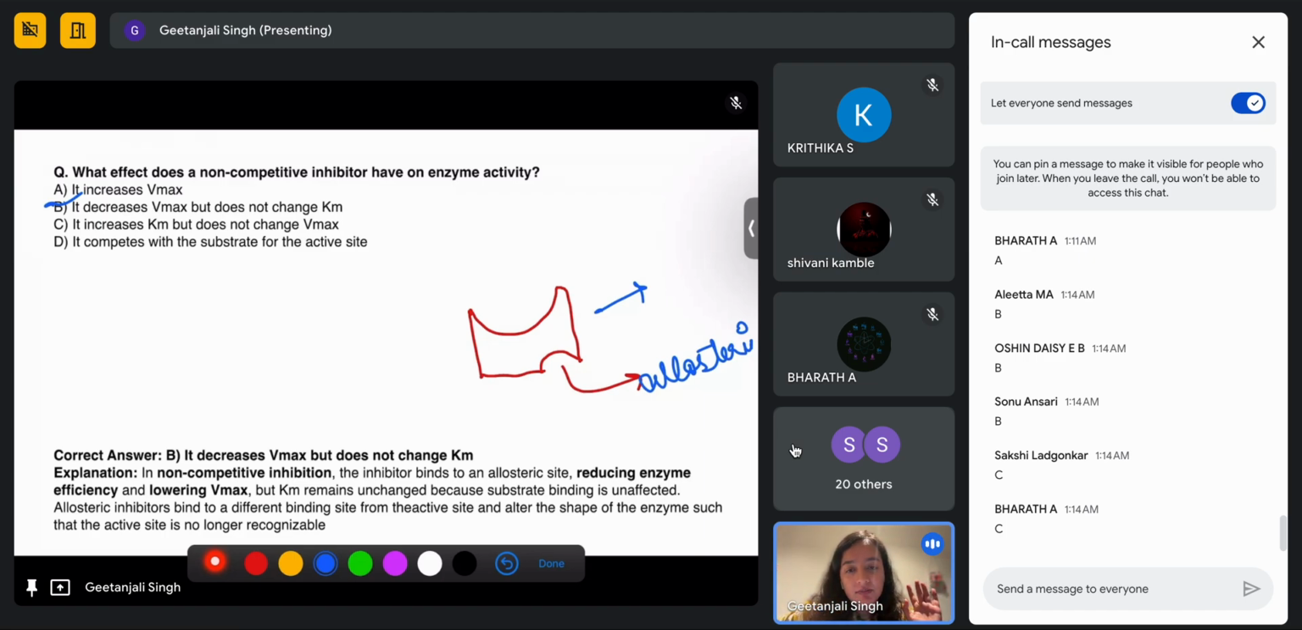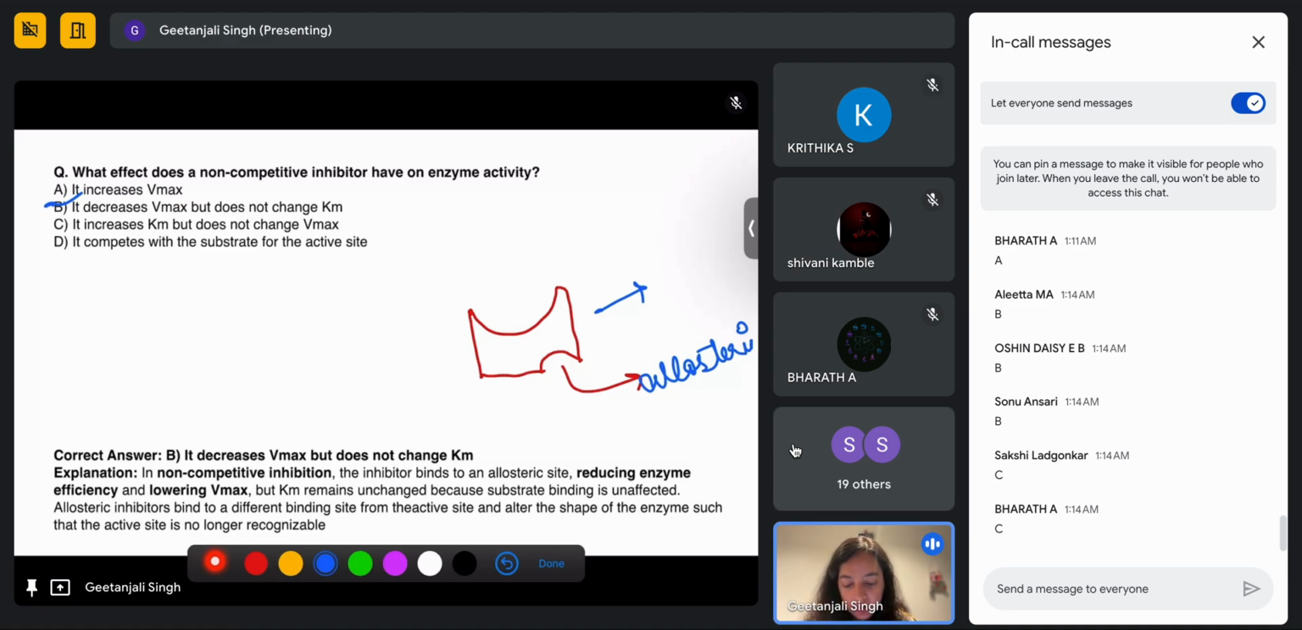So keep in mind the example of the allosteric site. Remember, in case of allosteric binding, Km remains the same, Vmax changes. But in uncompetitive inhibition, Km also decreases, and Vmax also decreases. Is it okay? Okay, thank you. Let's move to the next question.